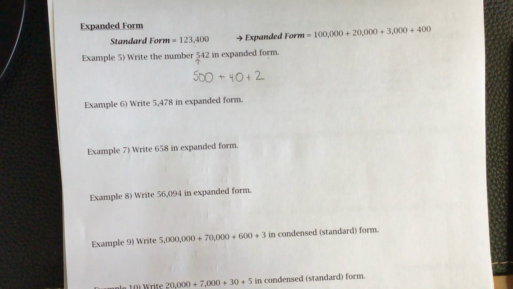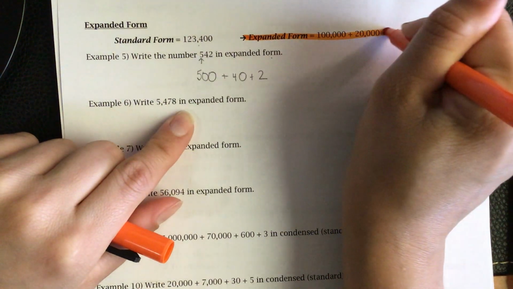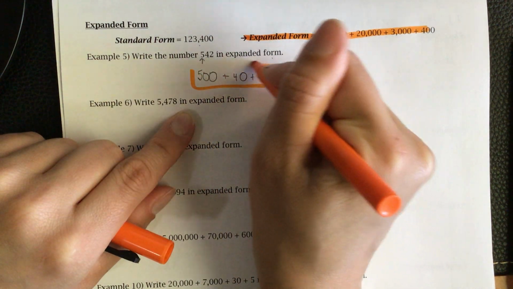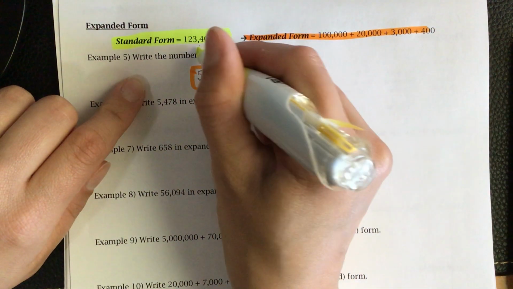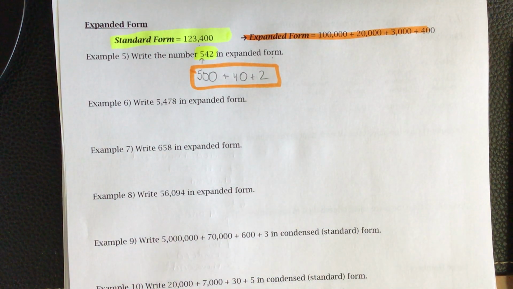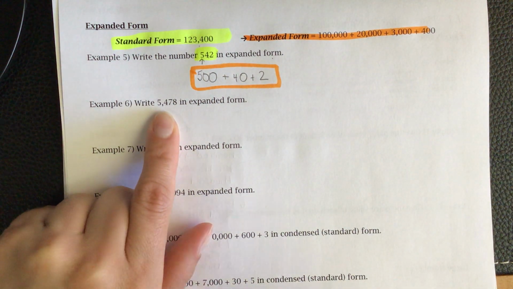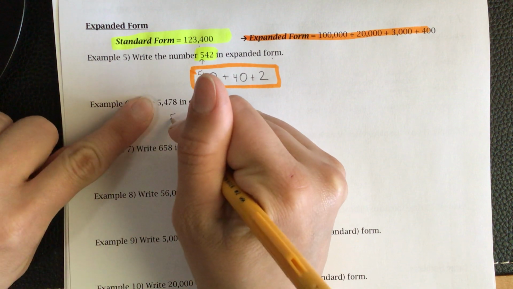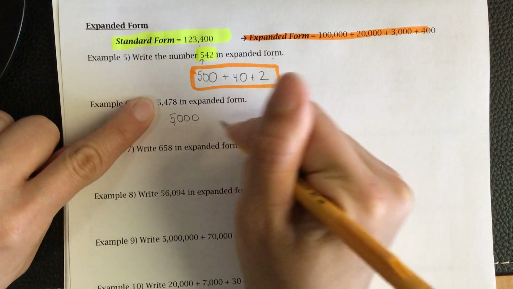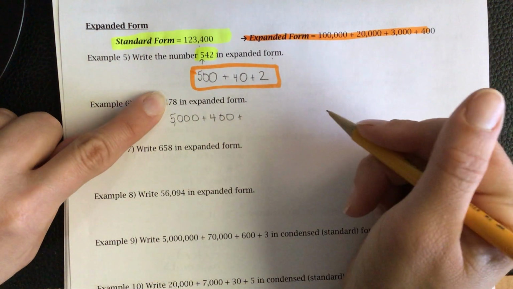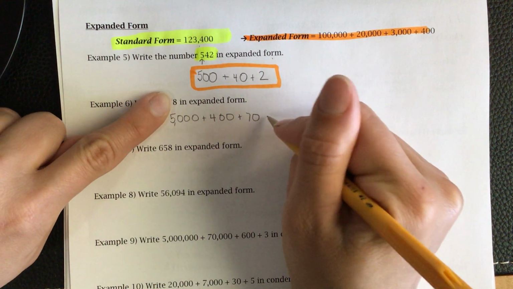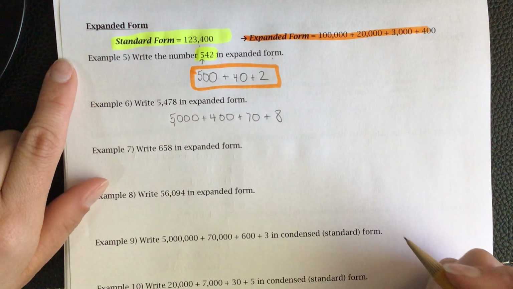Now let's identify again what it's asking. If it's expanded form, it's asking for you to write it in this fashion where it's expanded, it's pulled out. If it's in standard form, it is a normal number. It is just the number that's represented and how you would say it, 542. Let's look at the next one, 5,478. We have 5,000, so 5,000 plus, the next is the 4, so 4 hundreds, it's in the hundreds place. The 7 is in the tens place, so 70 plus 8, and that is our expanded form.